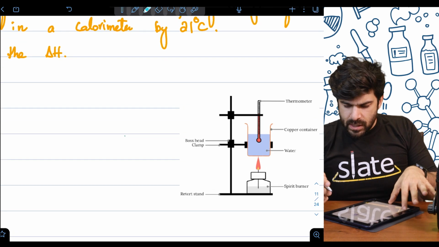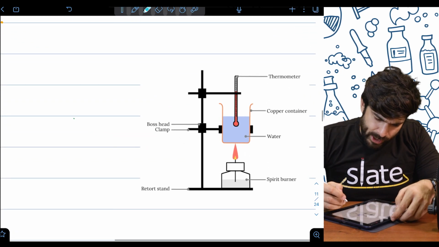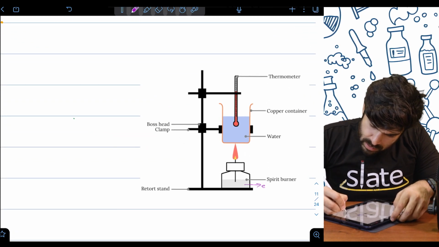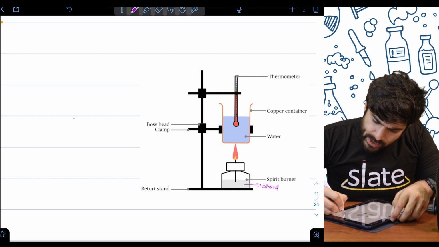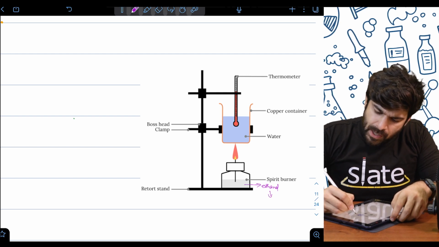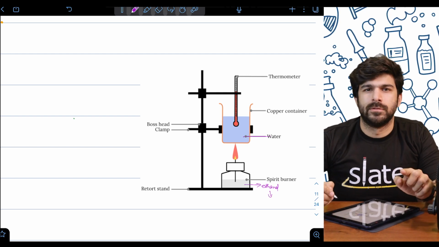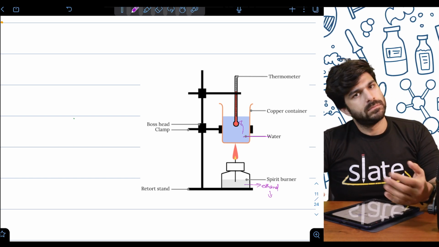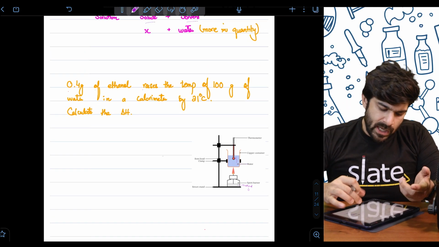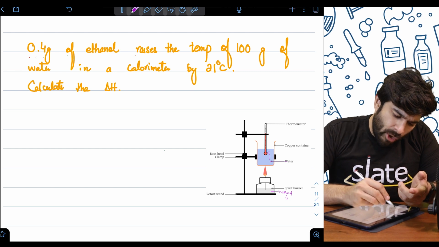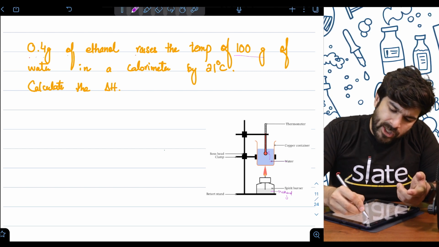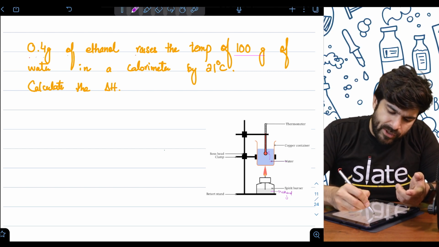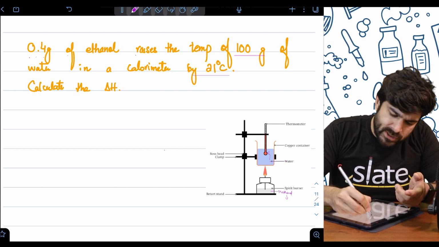That's what happens. I burn spirit or ethanol here. It is undergoing combustion, and ultimately the combustion is increasing the temperature of water. And water will tell us the amount of heat difference. Obviously, if 0.4 gram of ethanol raises the temperature of 100 gram of water in a calorimeter by 21 degrees Celsius, this is the temperature change.